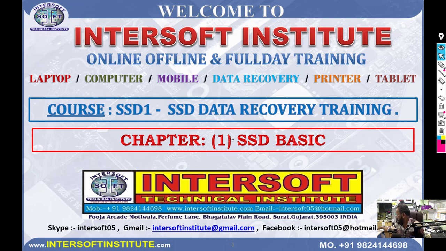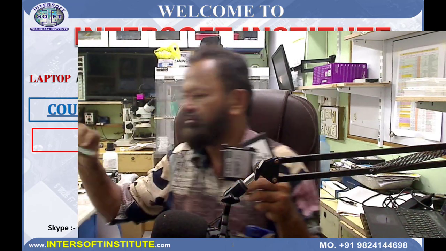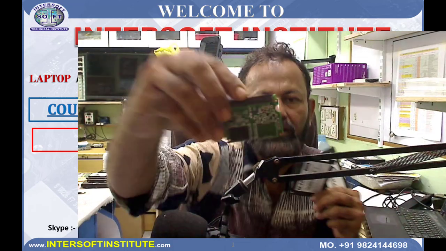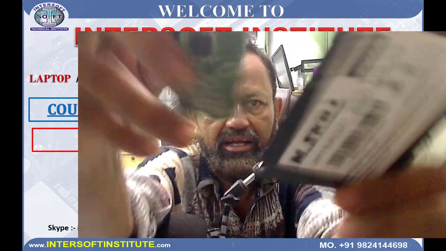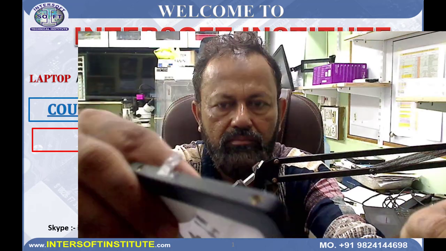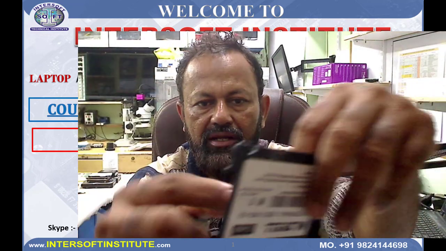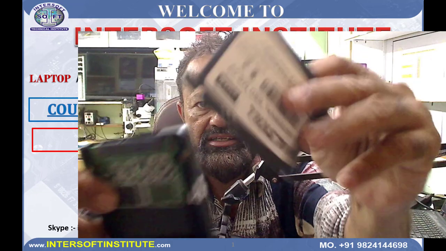You can see the SSDs come like this, with a casing like this. Inside, you can find this type of SSD. It is now very easy and very short. Before that, the hard disk came as a small hard disk in 2.5 inch size. But nowadays SSDs come like this.